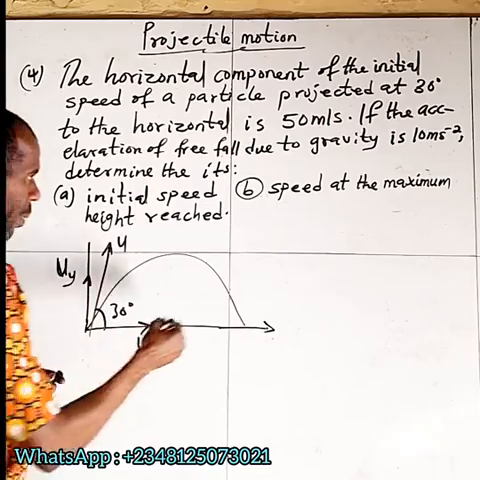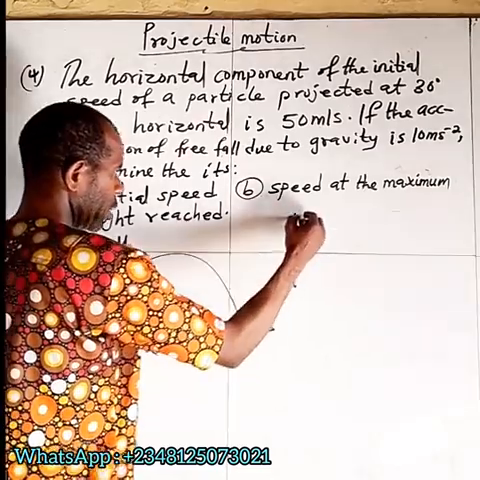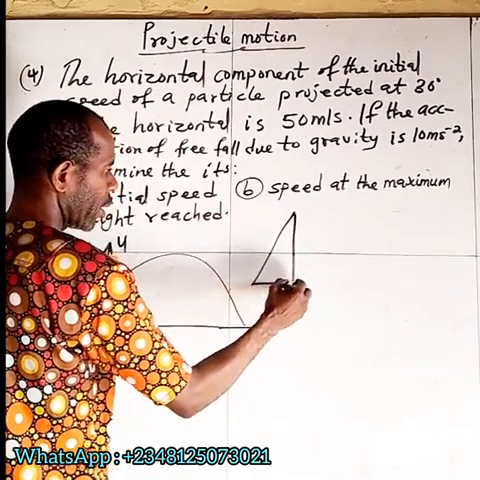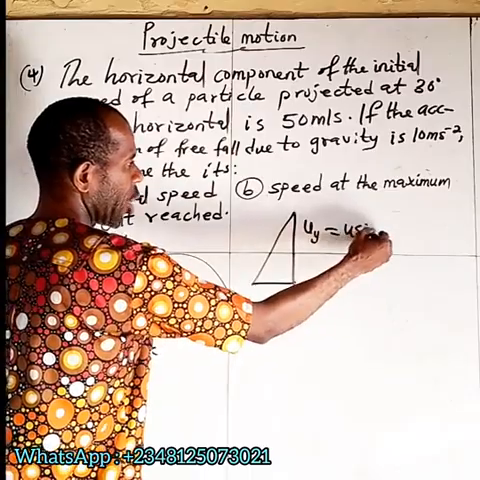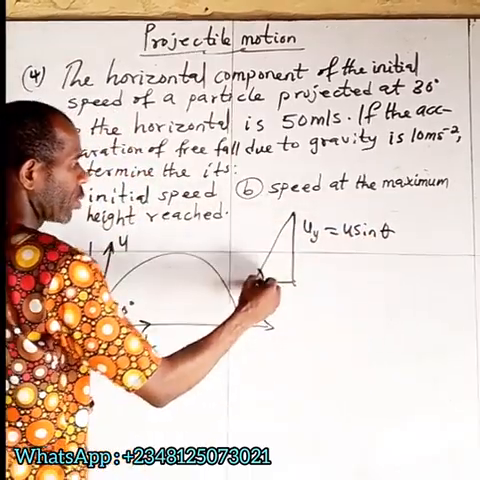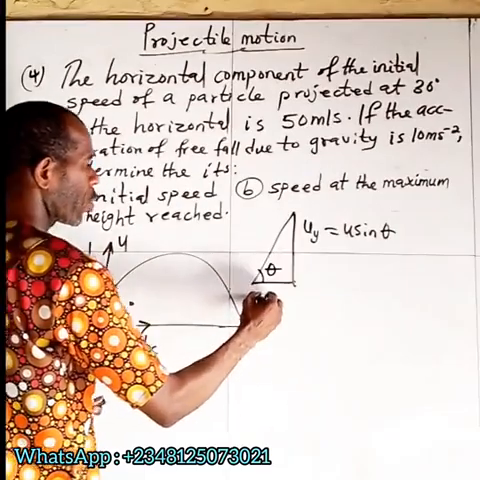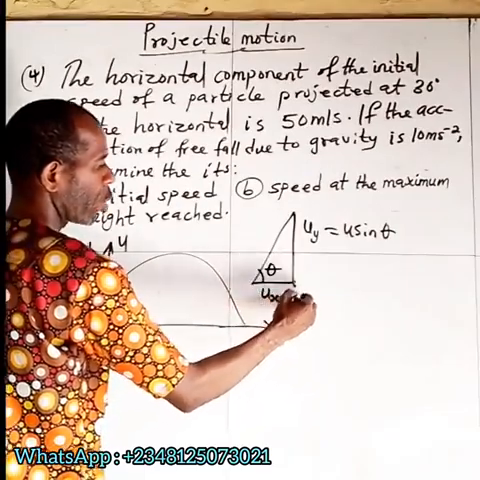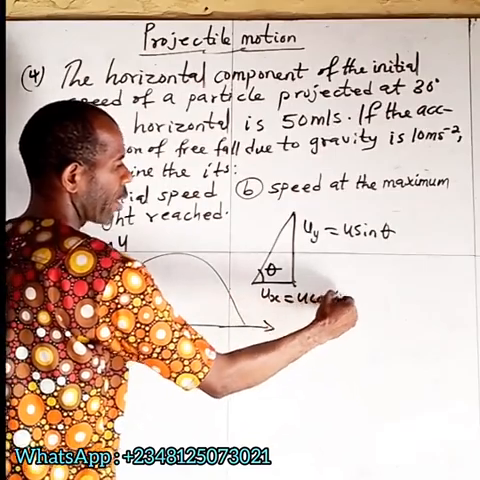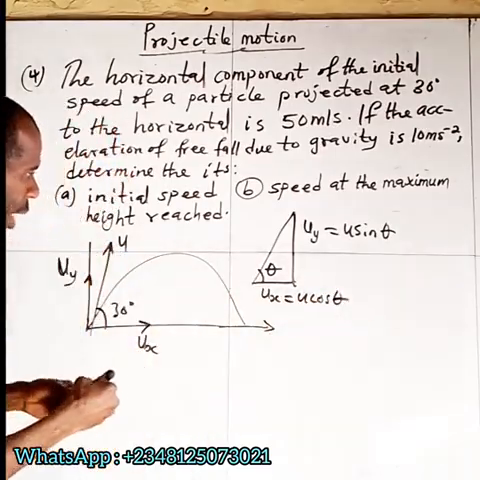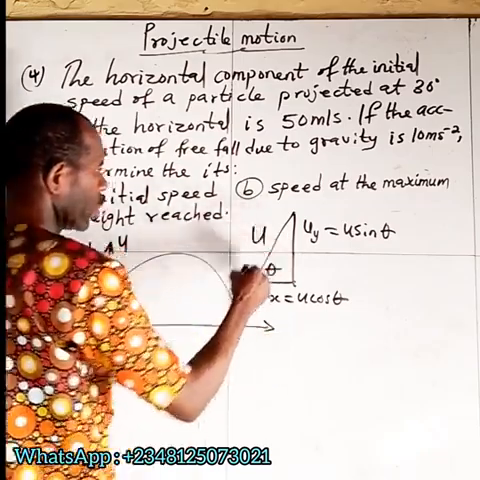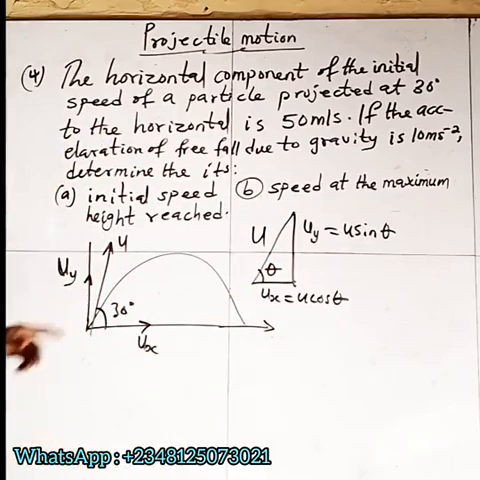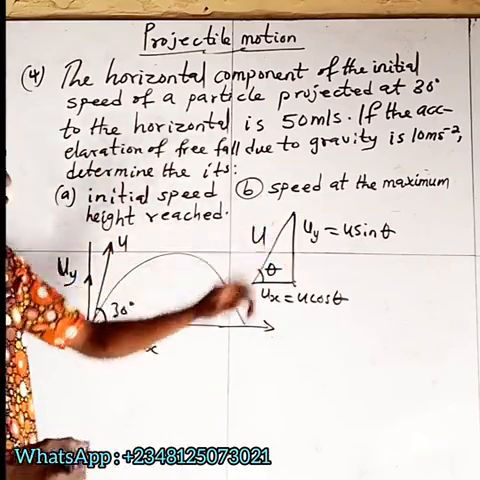And now, remember that when you resolve them, uy is equal to u sine theta, because it is projected at an angle theta, and ux is equal to u cos theta. Now, we are given that ux here is equal to 50. What they want us to calculate is this u, which is the velocity with which the object is projected.